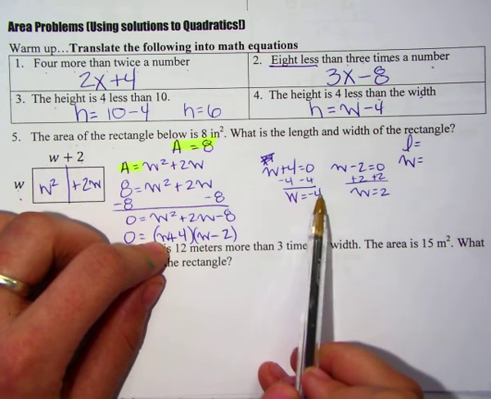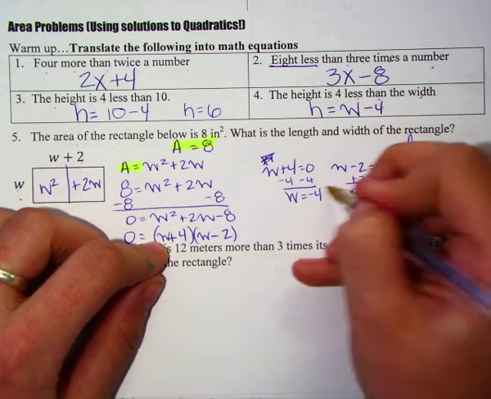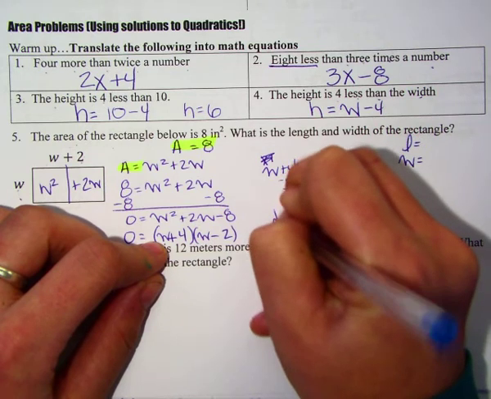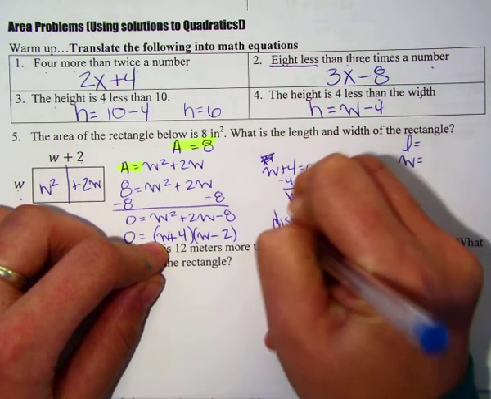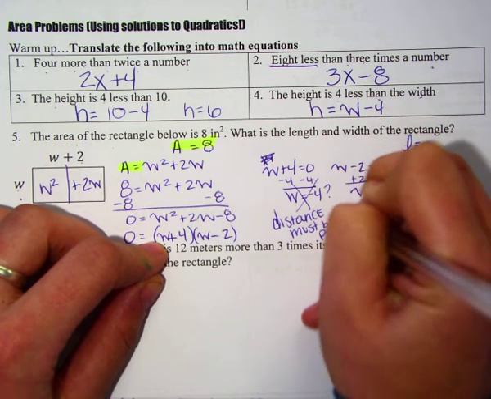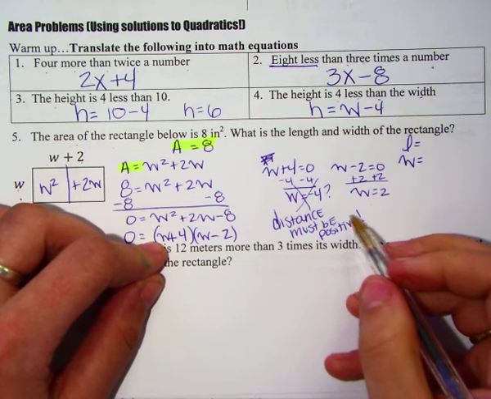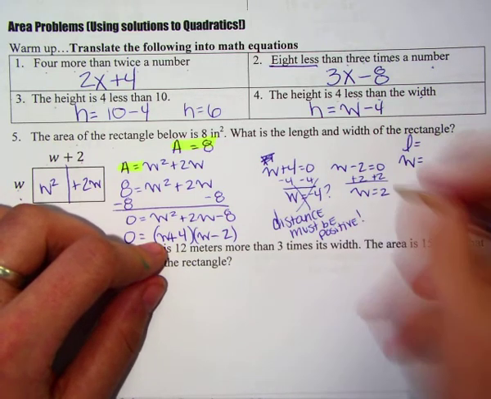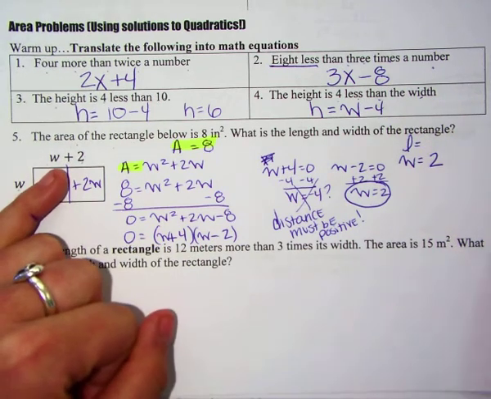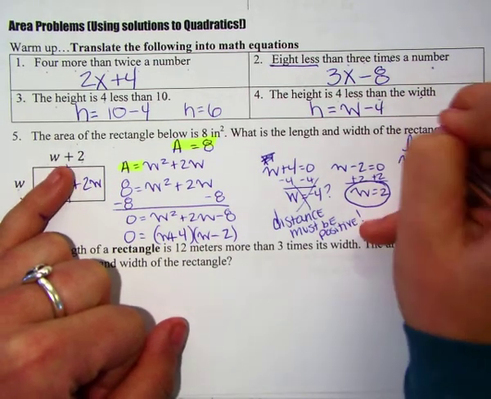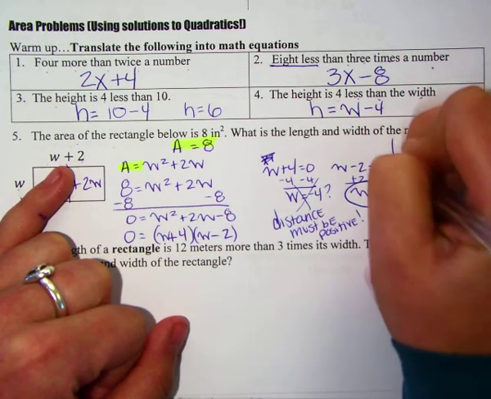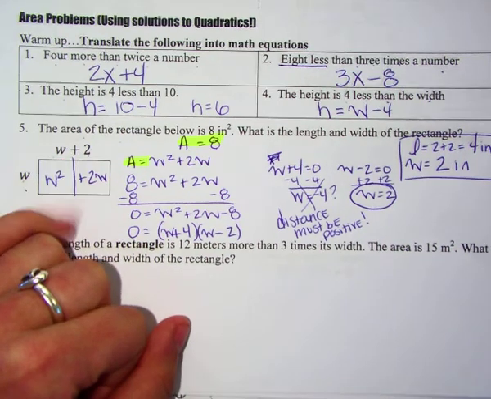Now let's think about that. The width is negative 4. Does it make sense for the width to be negative? The answer is no. Distance must be positive. We would never say that our height is negative 4. That's crazy. So we actually know that the width is going to be 2. The length will be w plus 2, which is 4. The units are inches. So the length is 4 inches and the width is 2 inches.